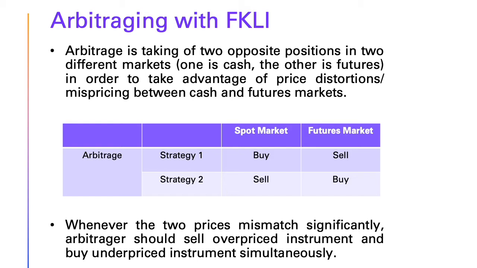So if you look at this table, for arbitrage we have two types of strategy. Strategy number one, if you buy in the spot market, at the same time you need to sell in the futures market. Strategy two, if you sell in the spot market, you need to buy in the futures market. So that is arbitrage. You take two opposite positions, one transaction in spot, another transaction in futures. Two opposite positions means buy and sell. So we only use an arbitrage strategy when there is a mispricing between the futures price and the fair value of the price.